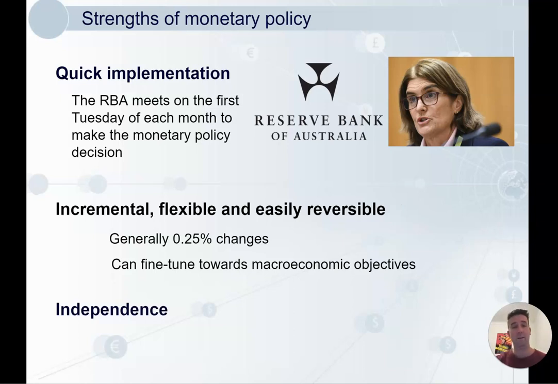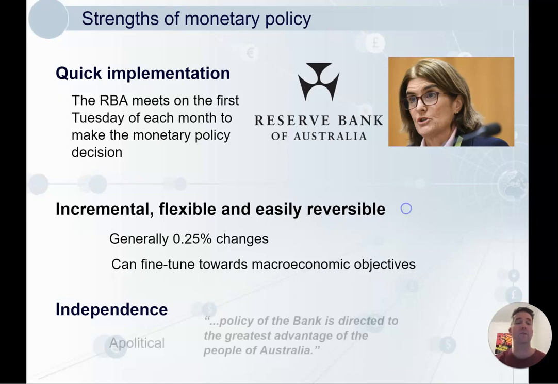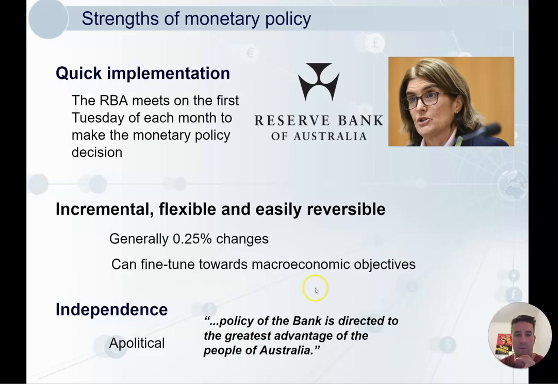The central bank of a country, or the Reserve Bank in Australia, is independent. So they are not political at all. So they should be doing things for the good of the economy. This is straight from their website, actually. Policy of the bank is directed to the greatest advantage of the people of Australia.